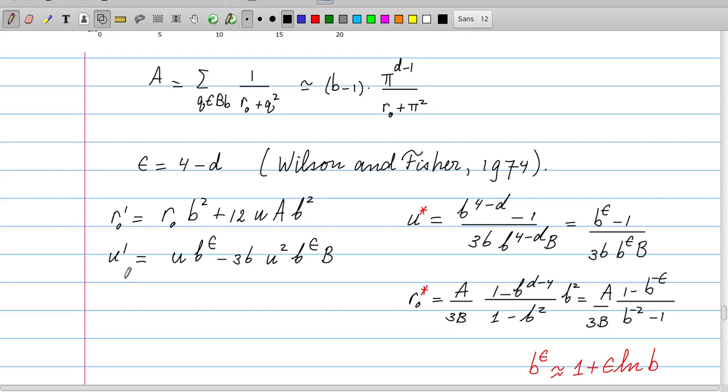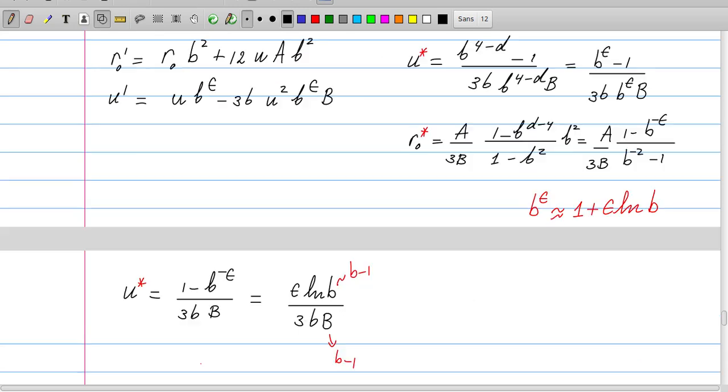And here are the fixed point values that we have found before, and I have now simply replaced the 4 minus d by an epsilon in the renormalization equation here, the second one, and also in the values for u star and r0 star. And if we want to expand everything to first order in epsilon, we will systematically replace a b to the power epsilon by a 1 plus epsilon ln b.